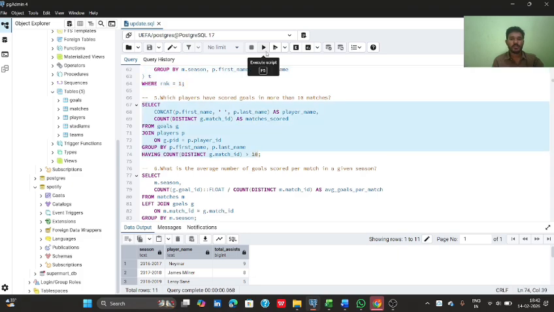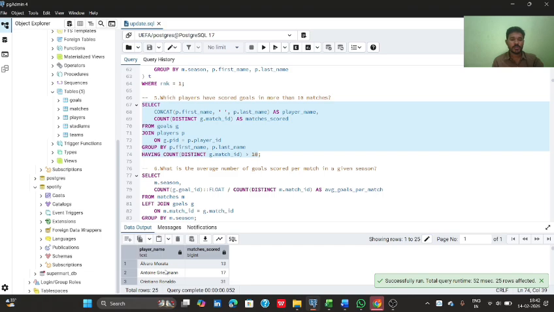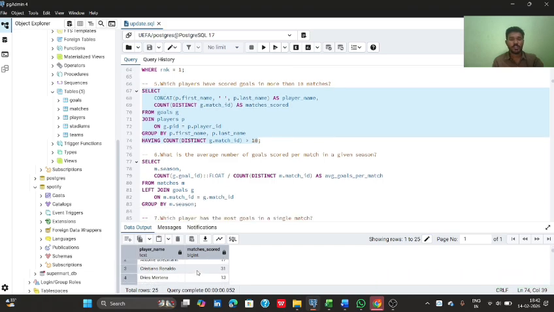And next one is which player has scored goals in more than 10 matches. Here I am executing, and more than 10 matches means here is the player name and matches scored, 13 and 17, and here is Cristiano Ronaldo only 31.